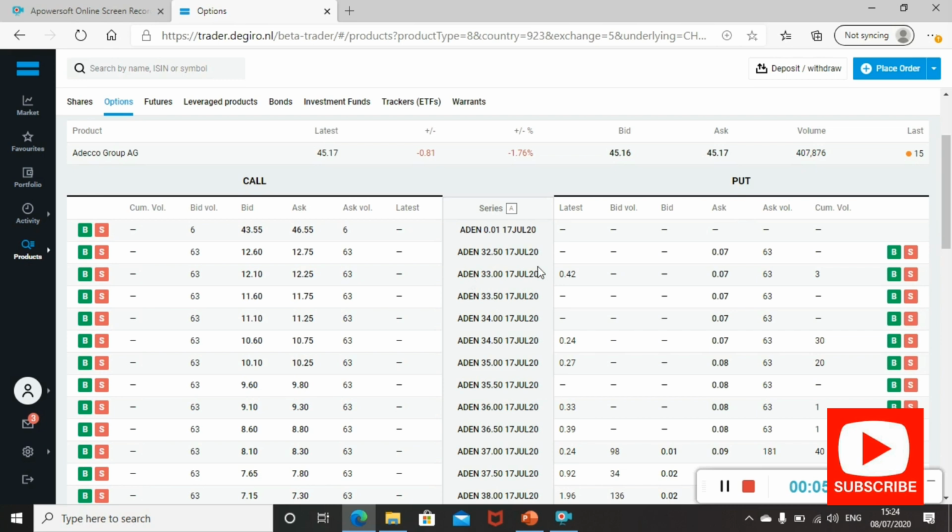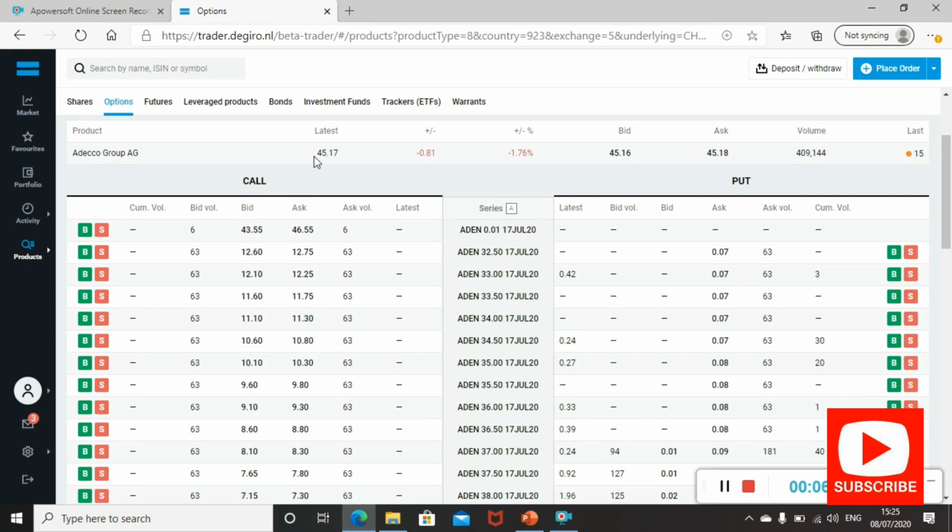You can see the details summarized for each contract in the center. So these are Adecco options with a strike price of 32.50. The strike price is just the predetermined price that you'll be able to either buy or sell those shares at a future date. And that future date on this occasion is going to be the 17th of July. If you scroll down further, you'll then find August, September, October, and further into the future. The date will be called the expiration date.